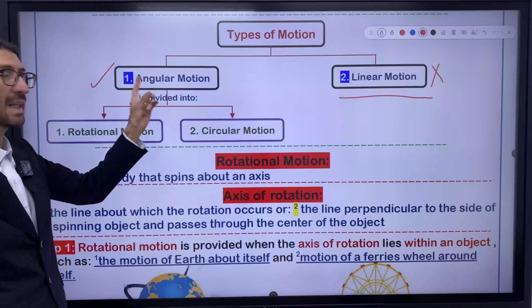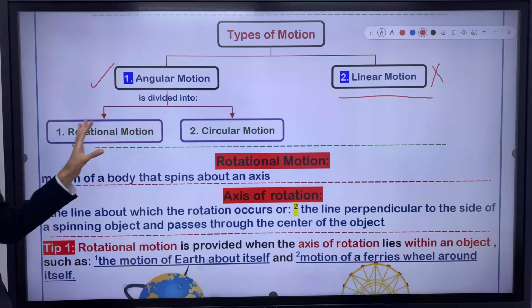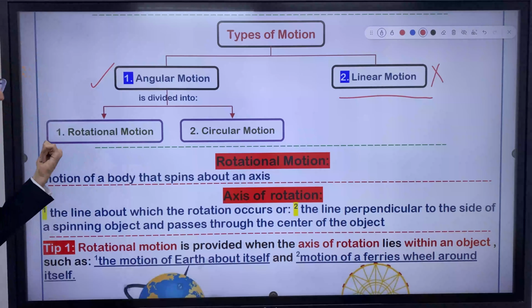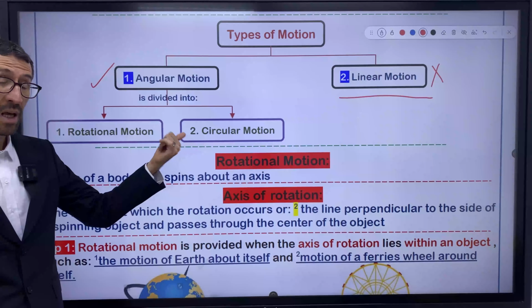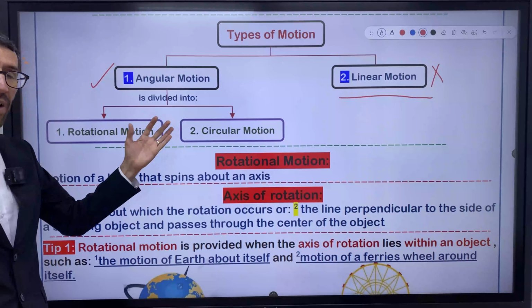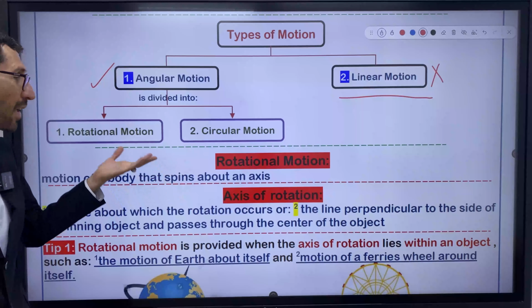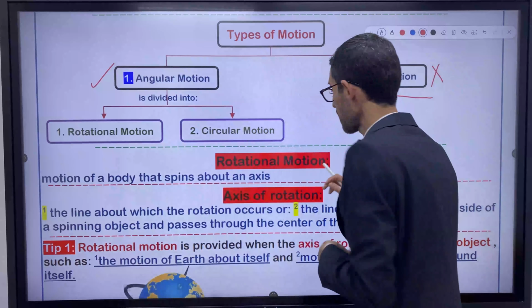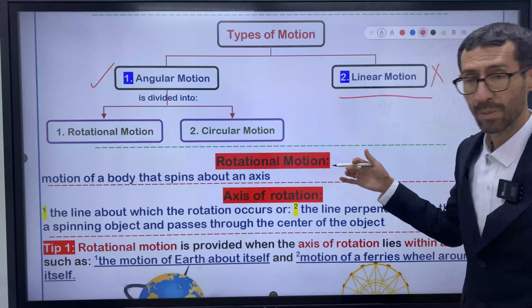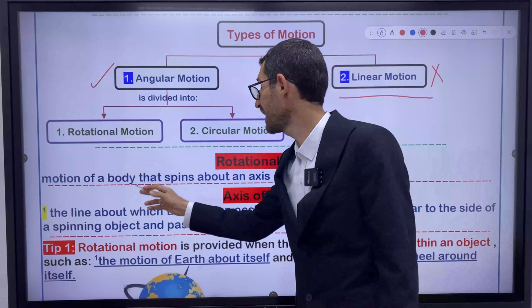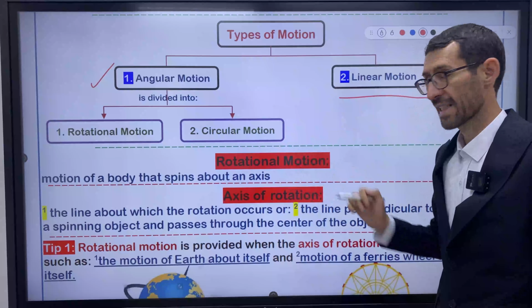Angular motion itself is divided into two parts: rotational motion and circular motion. Rotational, circular. I want you to distinguish between rotational and circular motion. They are not the same, they are different, right? Let me read the definition for rotational motion. What is rotational motion? Motion of a body that spins about an axis.